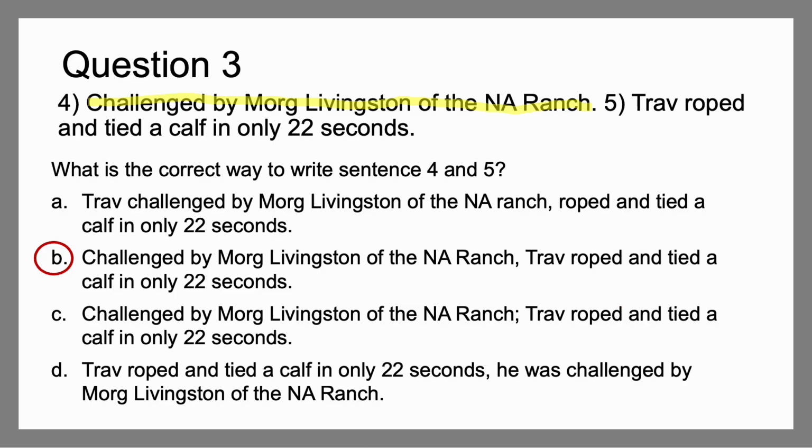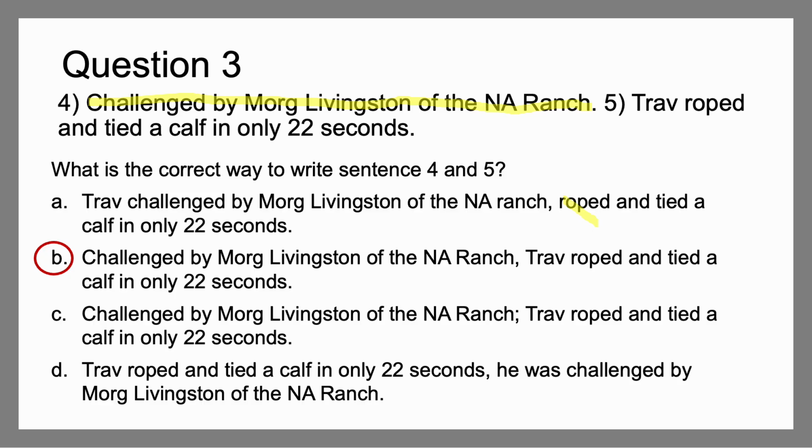Let's prove the other answer choices wrong. So Trav challenged by Morg Livingston of the NA Ranch, roped and tied a calf in only 22 seconds. We just have a comma. If we take a look on this latter end, roped and tied a calf in only 22 seconds. Trav challenged by Morg. In there, these are two incomplete sentences on either side. I would need something a little more than a comma to combine them together.